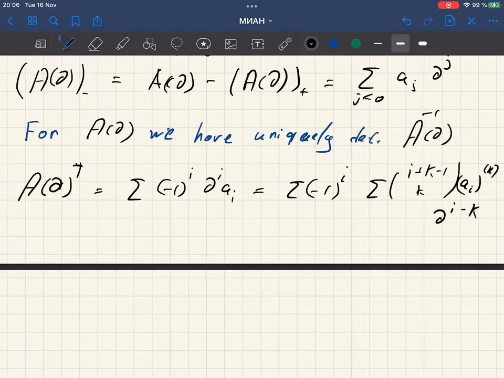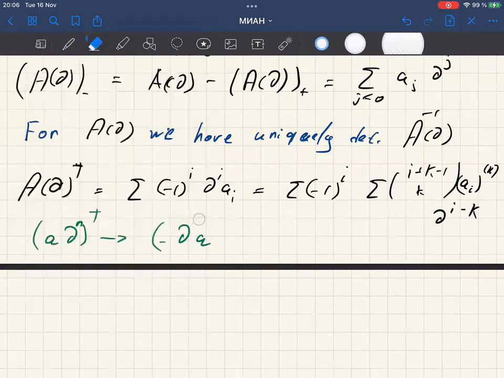Well, it's just conjugation. It acts on A d minus G A this way, and it acts on every term. Okay.